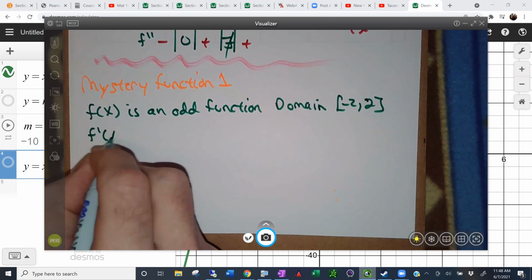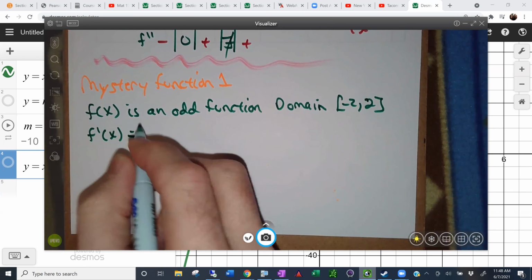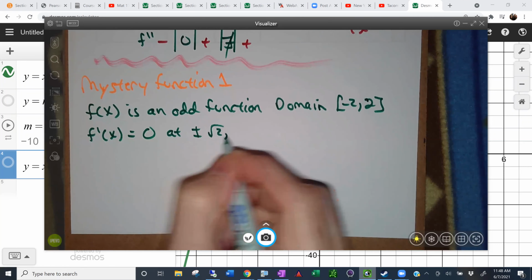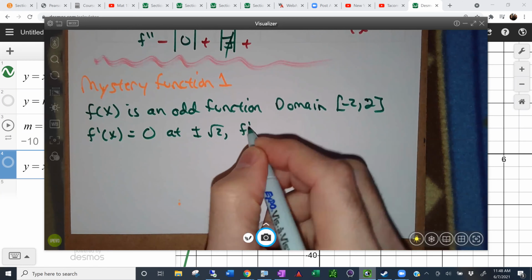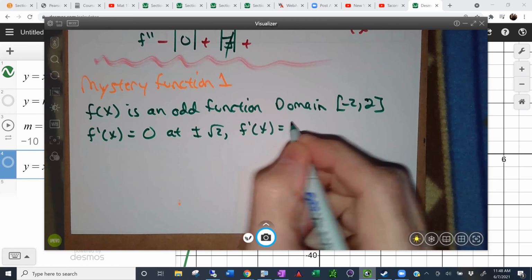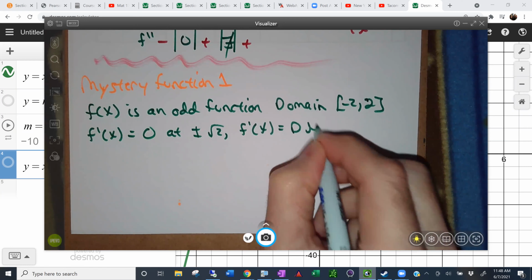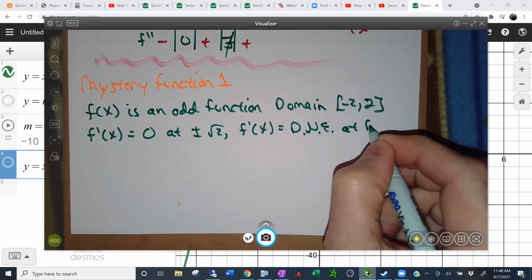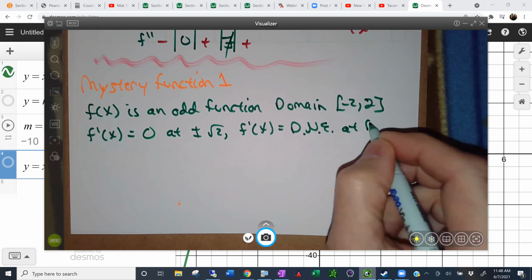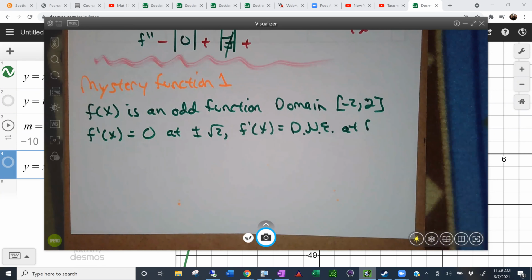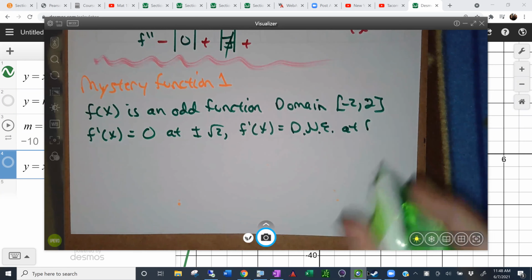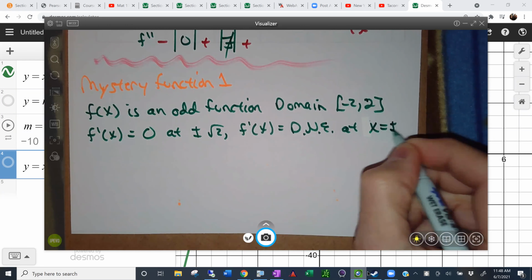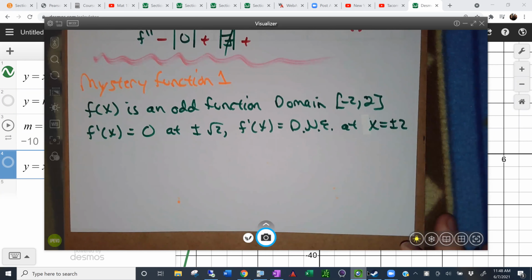F prime of x equals 0 at plus or minus the square root of 2. F prime of x is undefined or does not exist at x equals plus or minus 2. So those are a couple things to know about it.